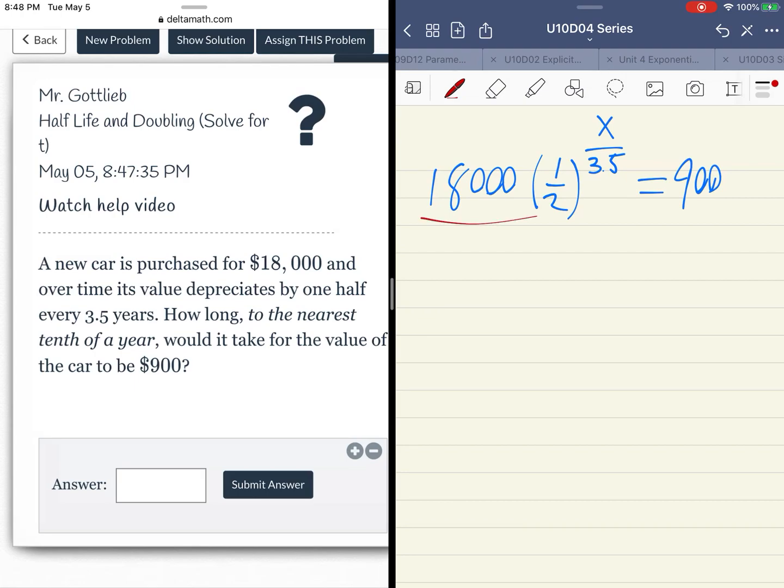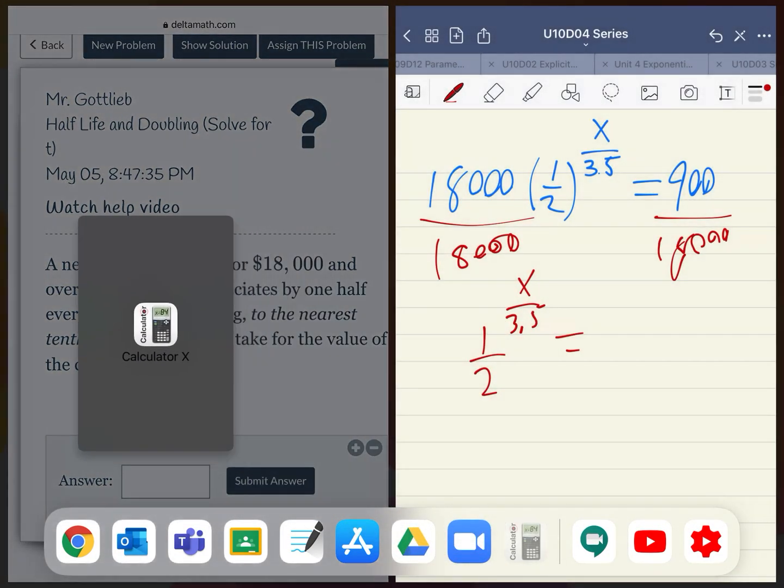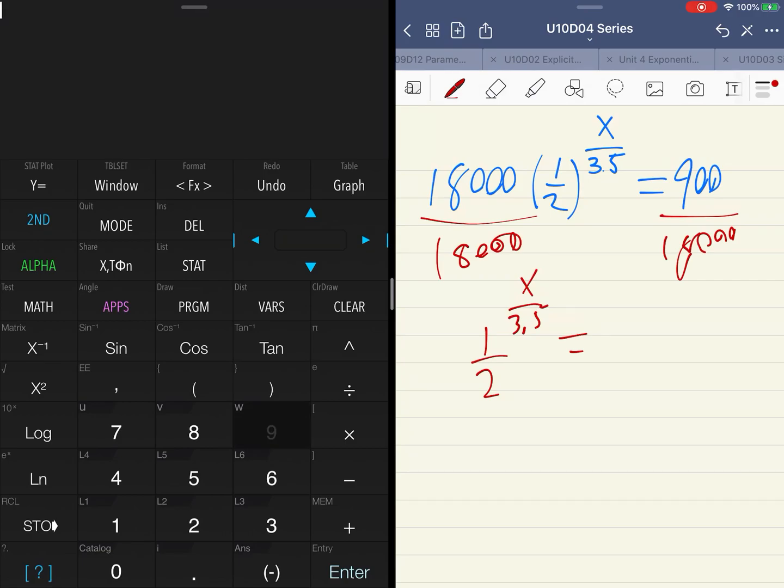So I divide both sides by 18,000. We're going to get (1/2) to the x over 3.5 equals, I'm just going to use my calculator for a second. So I'm going to do 900 divided by 18,000 and get 0.05. And then I could do a logarithm with base 1/2, but I'll do it the way that they would probably do it.